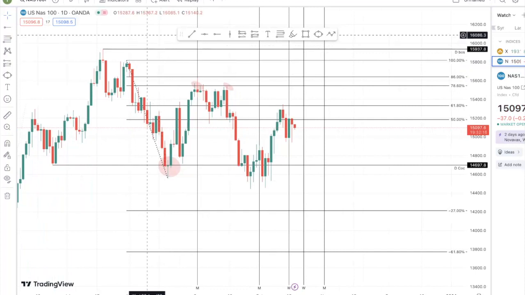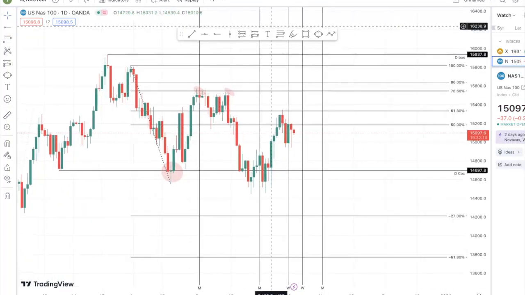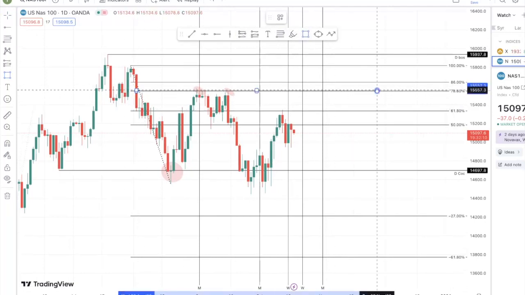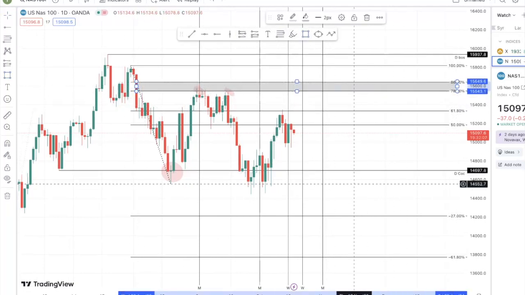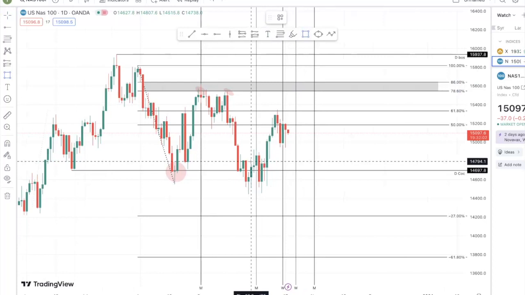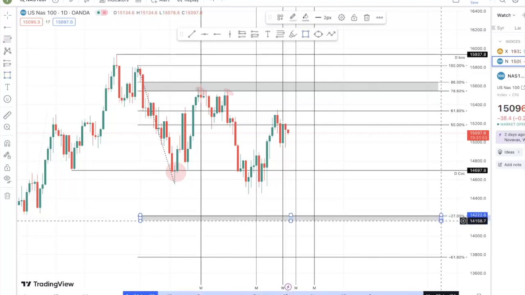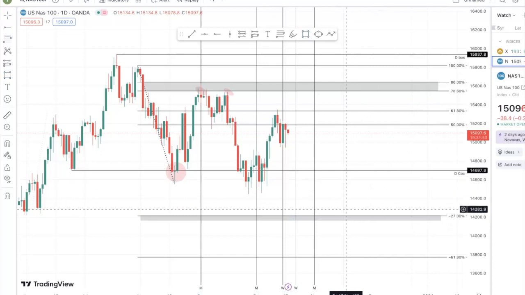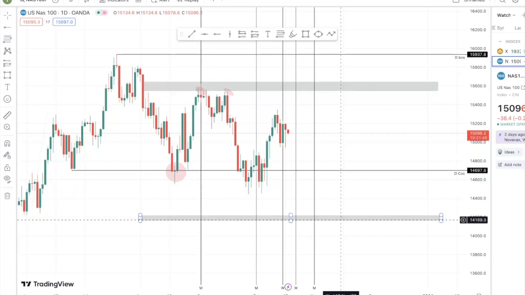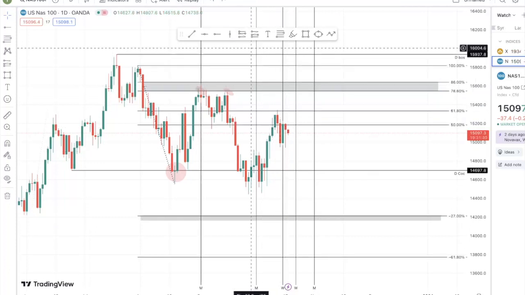All right. So as we can see, we have our rejection off of our 78.6 zone, and our take profit. I'm more of an intraday type trader, so if I was gonna swing this, I probably could have held it to our first take profit area, which is the negative 27%. Right, but I like to get in and out of my trades typically within the same day, or maybe a day or two, definitely within the same week.